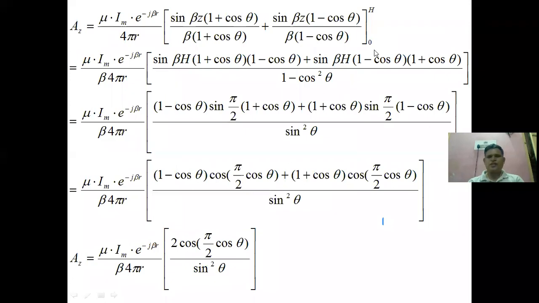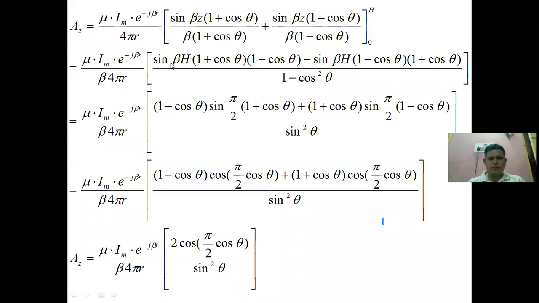Now the limits are 0 and h. You have to replace z with 0 and z with h. Now I am doing some simplification here. What is the simplification? Taking the LCM and multiplying with 1 minus cos θ, and β and β I am bringing outside of this parenthesis. Now multiplying 1 plus cos θ into 1 minus cos θ is (a plus b)(a minus b), which is a square minus b square. 1 minus cos square θ equals sin square θ.